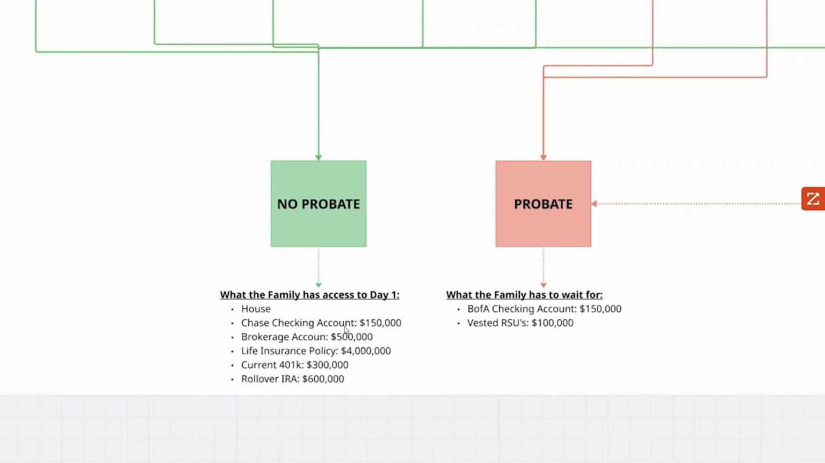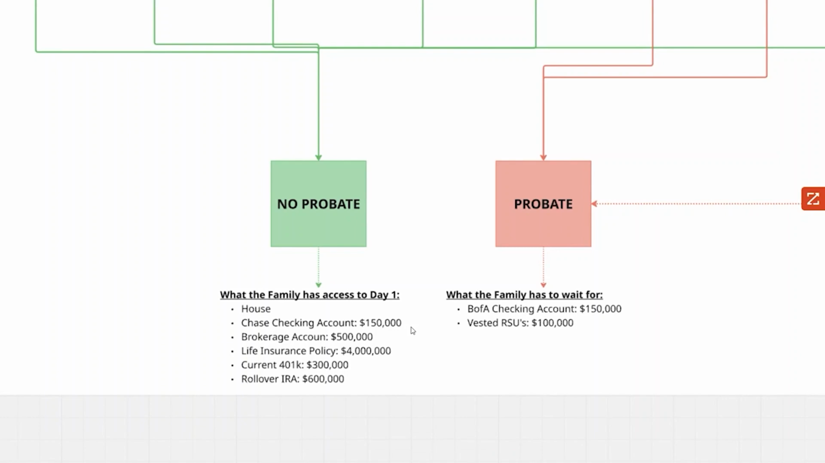Not a problem. Life insurance policy, individually owned. There's a named beneficiary. No issues there. The current 401k and the rollover, again, those had the appropriate beneficiaries and instructions in place. So those are going to pass directly, avoid probate. The problem with those is, until you get to age 59 and a half, you can't access those.